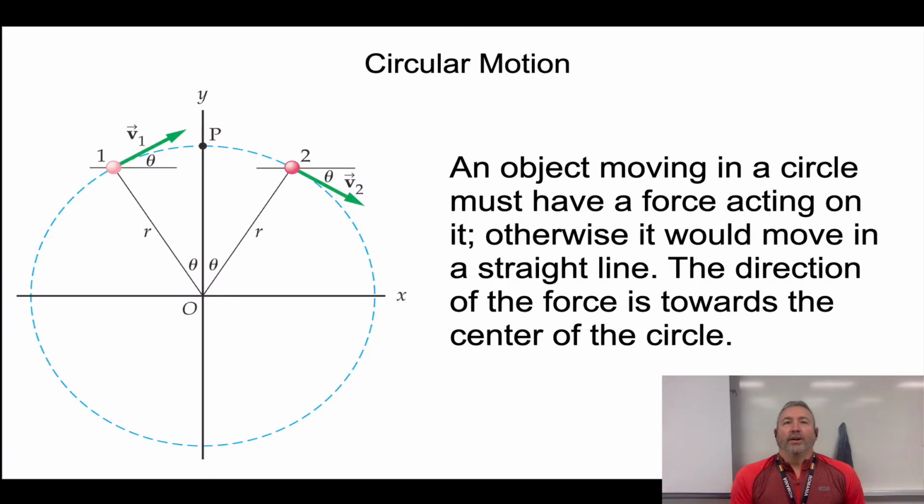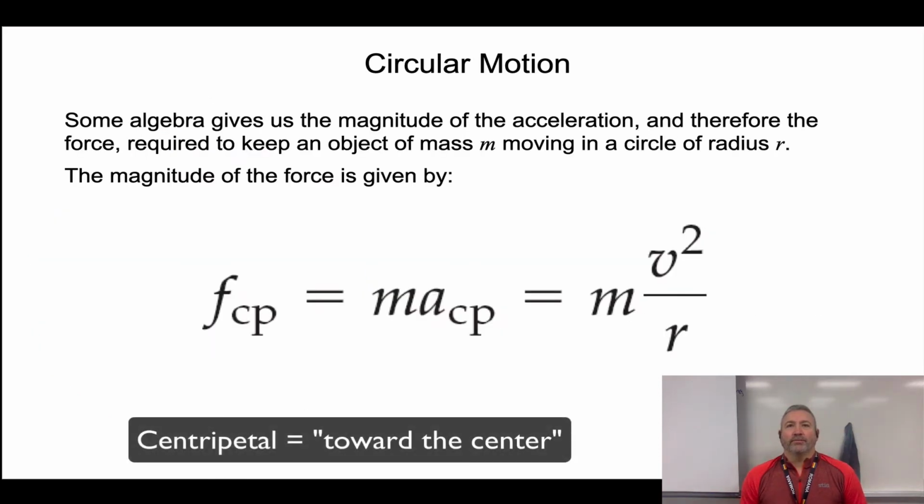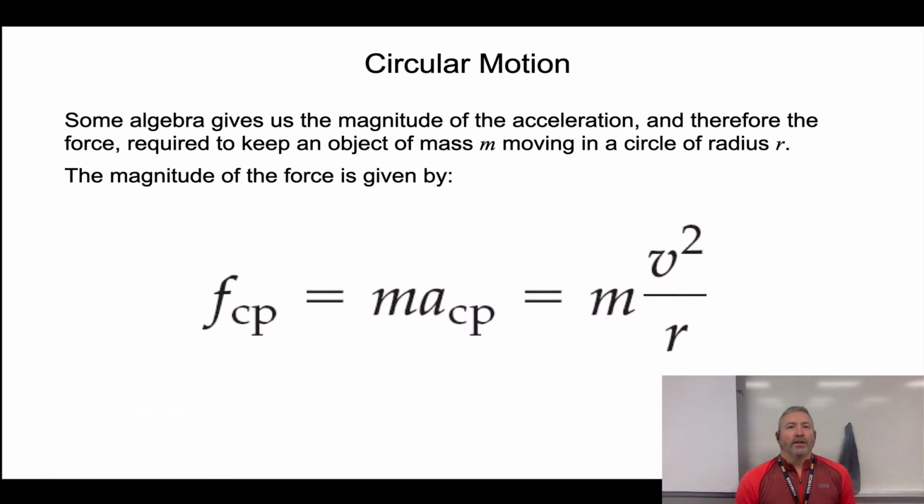So we see here, this is just showing us that the velocity at instant 1 is different than the velocity at instant 2. Even though the vectors are the same length, they're in a different direction. So that means they've changed their velocity, so they've accelerated. And the direction of the force is aimed towards the center of the circle. This is called a centripetal force. Centripetal means towards the center. And circular motion is caused by a force moving towards the center. And we use this formula, mv squared over r, to find how much force that is.